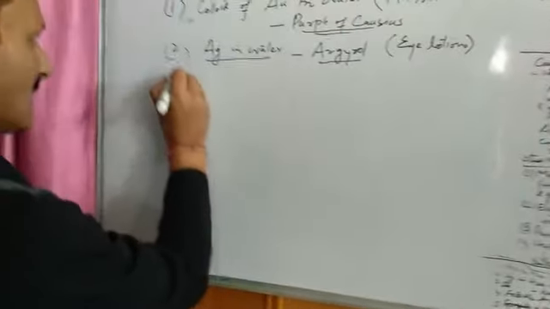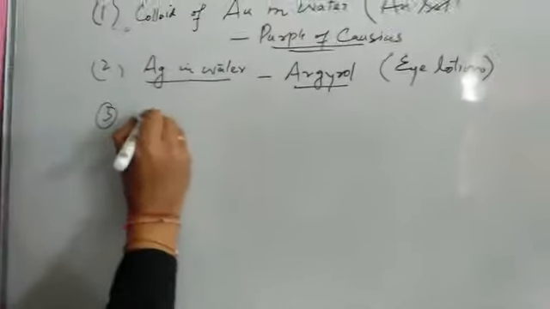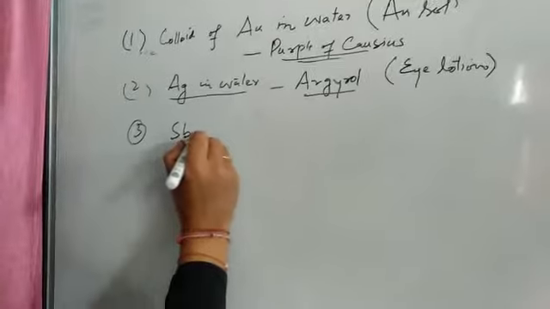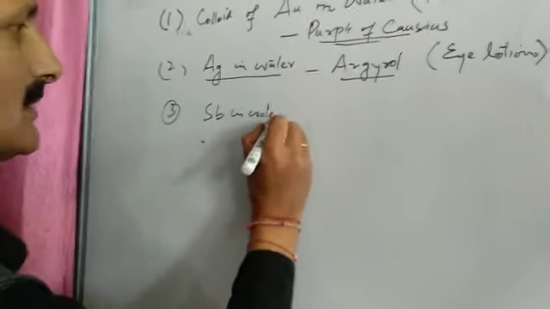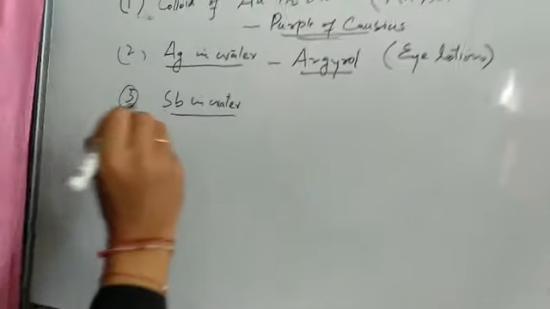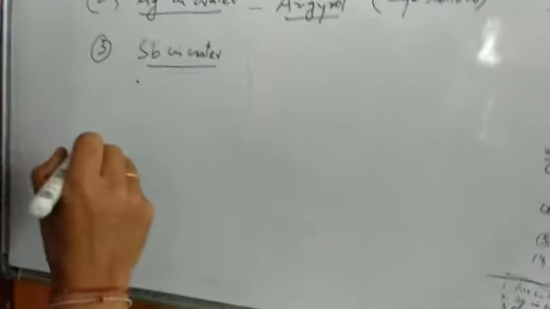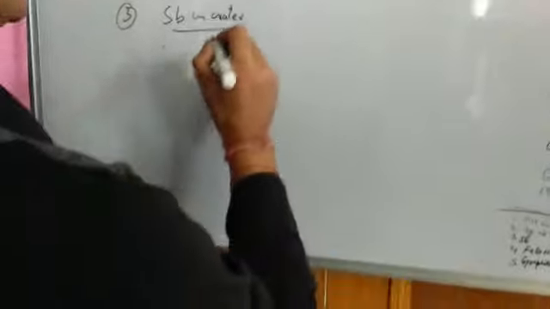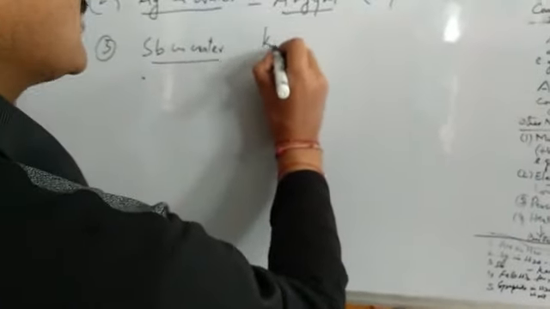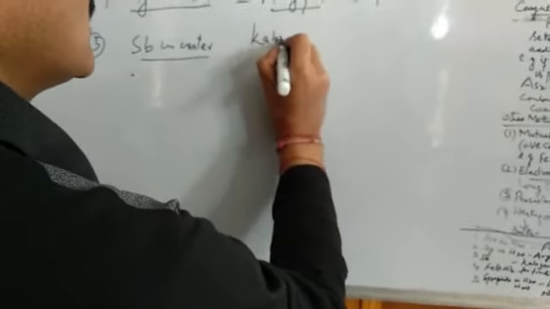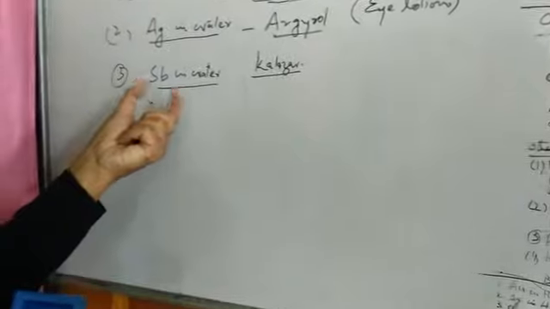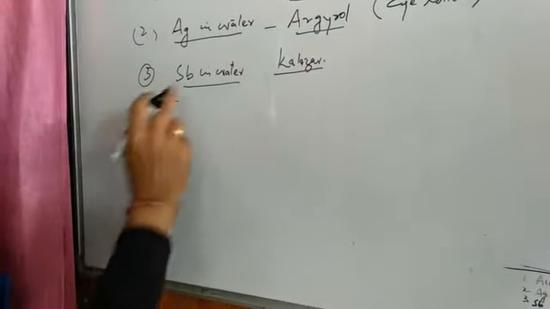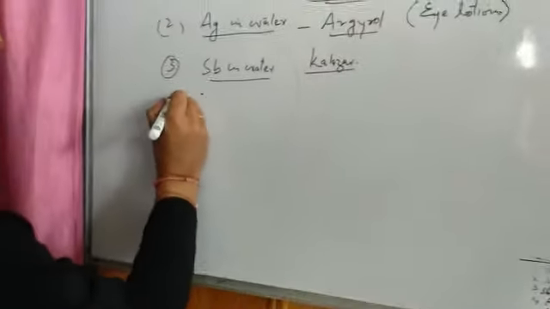Similarly, if we have antimony in water colloid, this is used as a medicine for treatment of a disease known as Kala-azar. Kala-azar is a disease. For curing this disease, this colloid can be used. This is another objective type question.